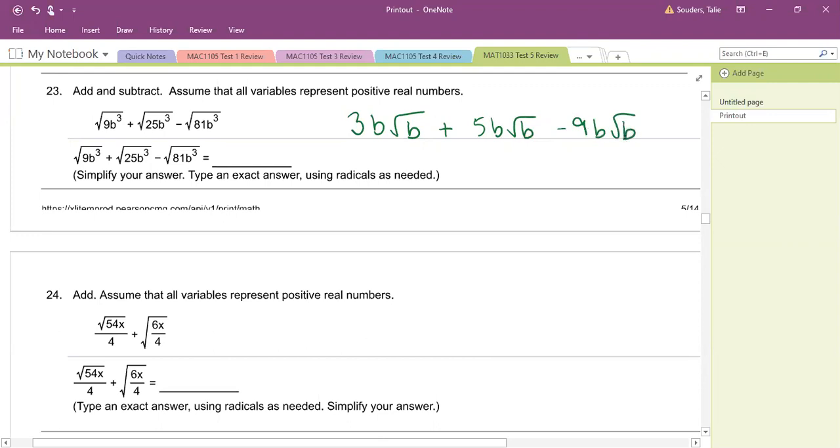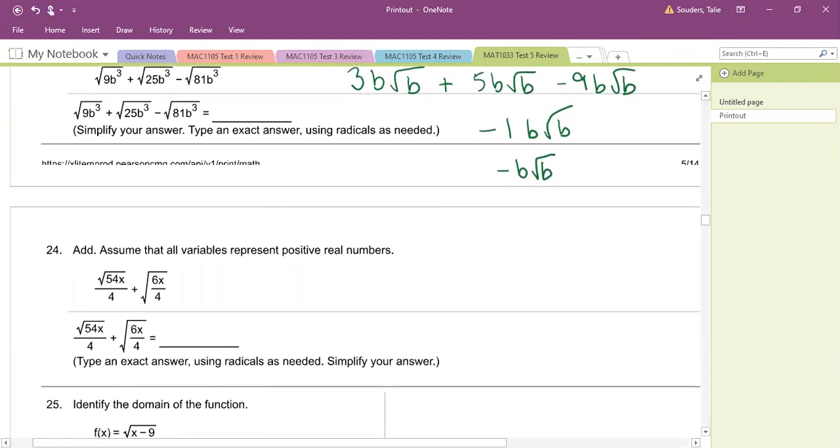Good. And then what would you do from there? Would you just combine all of them? Mm-hmm. So 3 plus 5 is 8, minus 9, negative 1. So you could either write it like that, negative 1, b square root of b. They would accept that, or if you didn't have the 1 there, that would also be fine. Negative b square root of b. Great job, thank you.